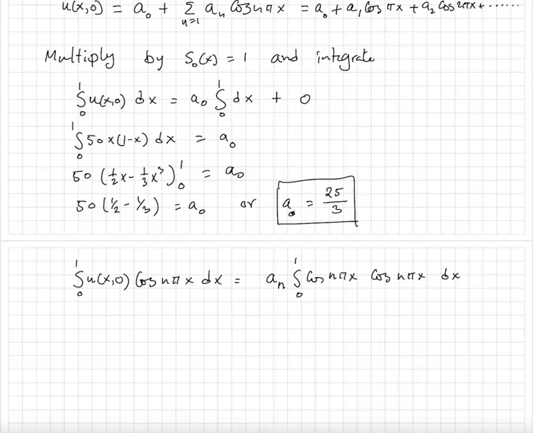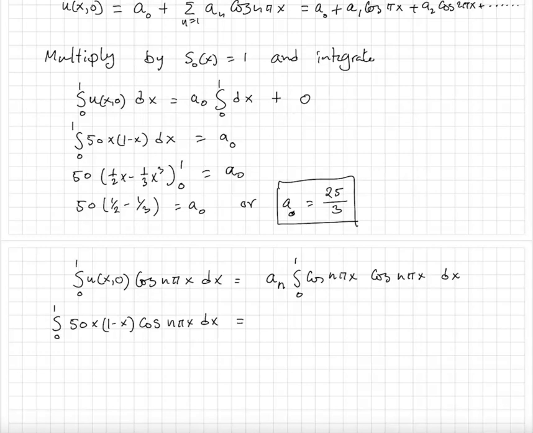Okay, so now a little bit of work here to finish the integral. We have to be slightly careful not to make a mistake, and we do one at a time. Let's look at the left hand side. Substitute u(x,0), which is 50x times (1 minus x), multiply by cos n pi x dx, with n going from 1, 2, 3 up to infinity.